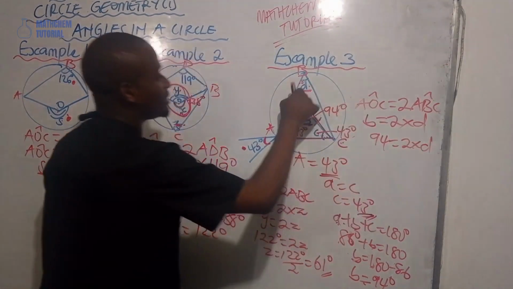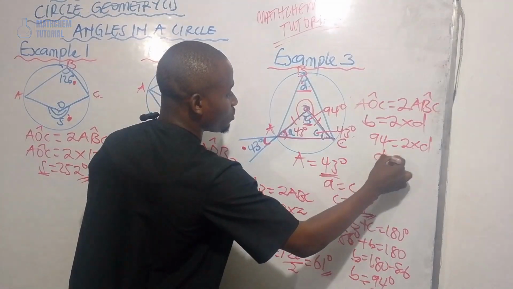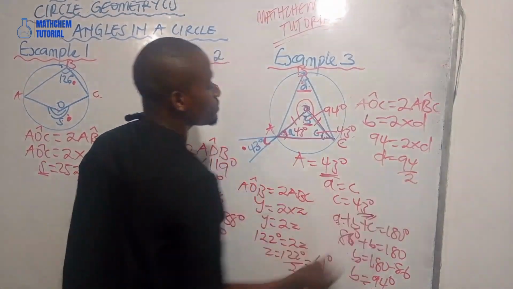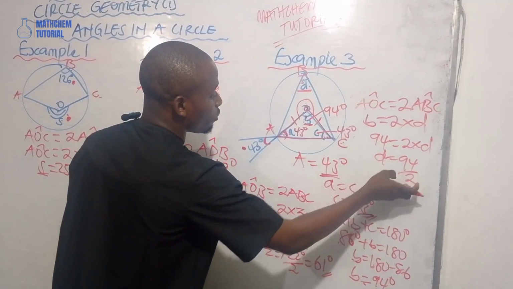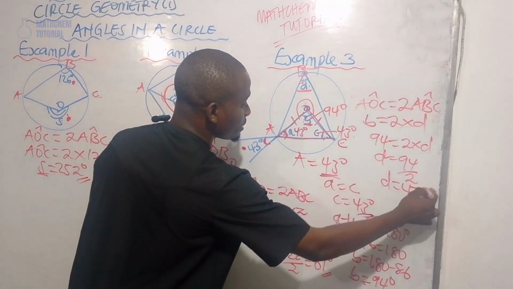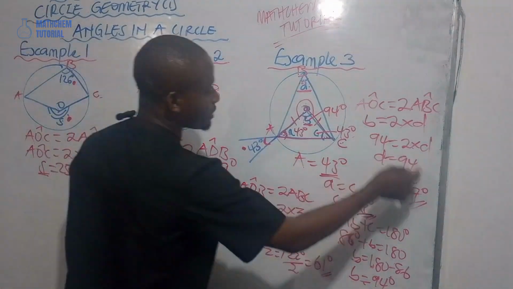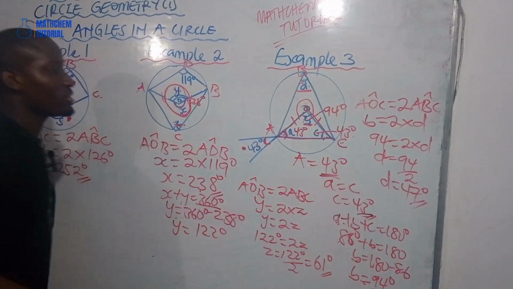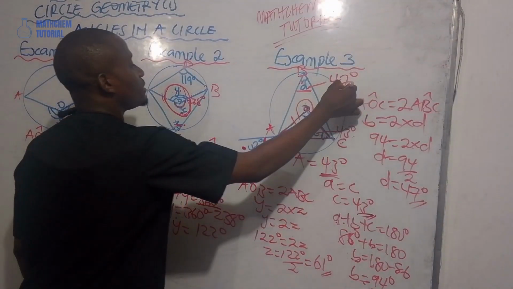I am looking for this D here in this particular place. So from here I can say D equals 94 divided by 2. If I divide both sides by 2, I will get D equals 94 over 2, and that will be 47 degrees, because 94 over 2 is 47. So the angle for this D here is going to be 47 degrees.